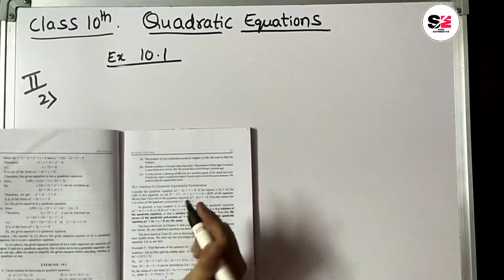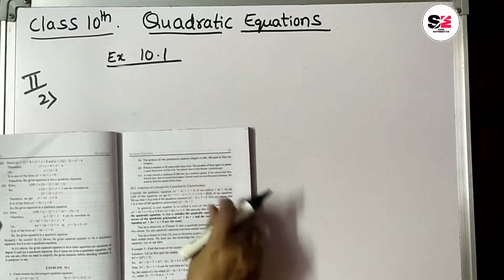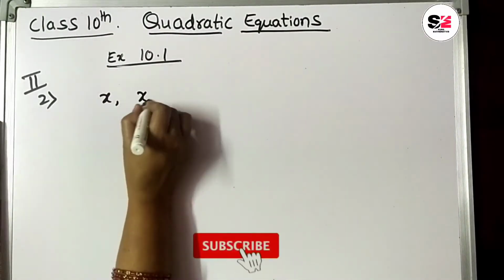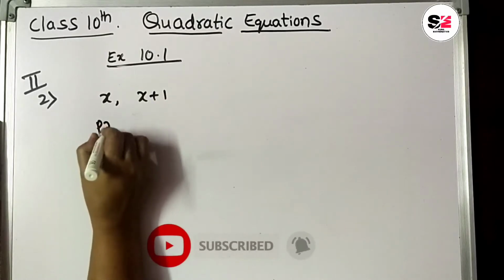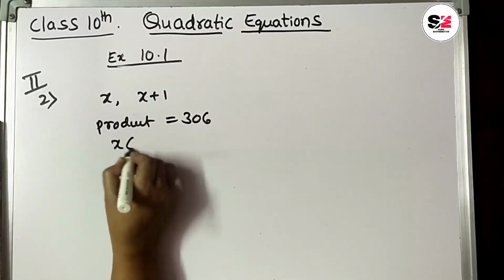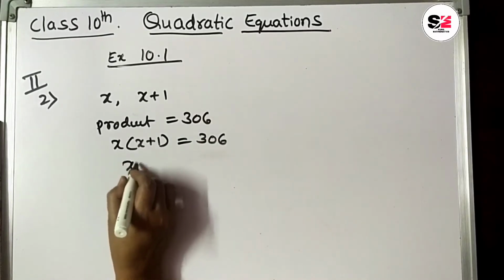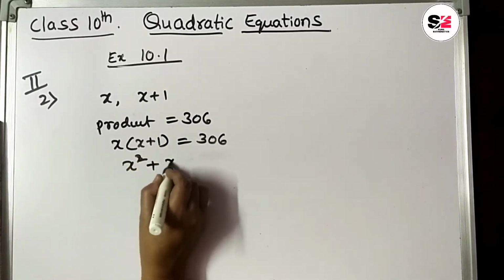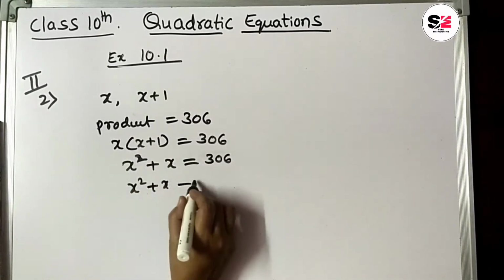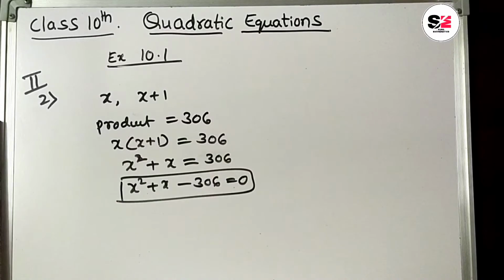Second question. The product of two consecutive positive integers is 306. We need to find the integers. Let the two positive integers be x and x plus 1. Then the product is equal to 306, given in the question. So x into x plus 1, the product of the two integers, is equal to 306. x square plus x is equal to 306. x square plus x minus 306 is equal to 0. It is the required quadratic equation.